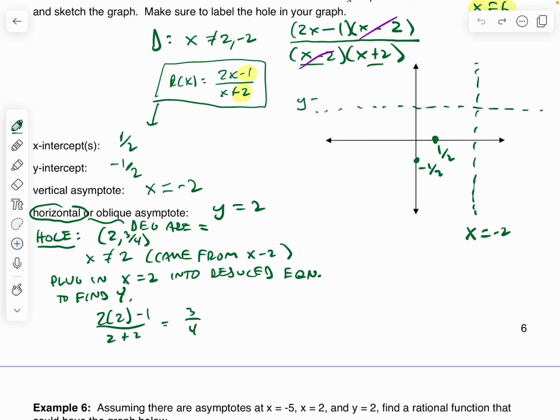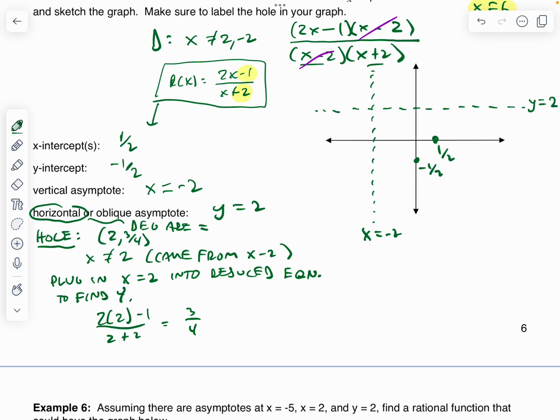Well, hold on, backtrack. I just realized I put the vertical asymptote in the wrong spot. It should be on the left-hand side since it's -2. So x equals -2 is over here. There we go. And the horizontal asymptote is y equals 2.